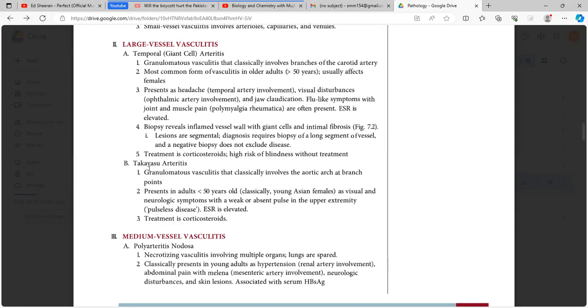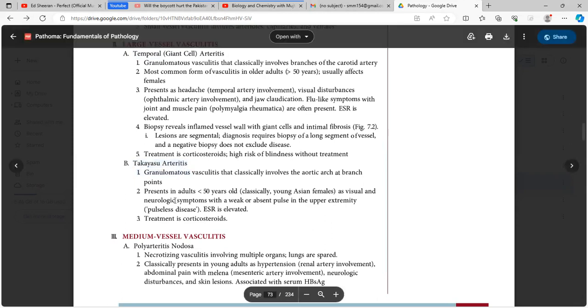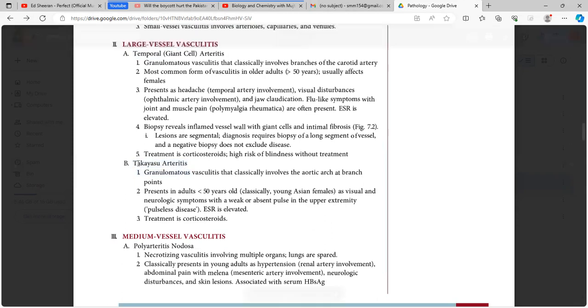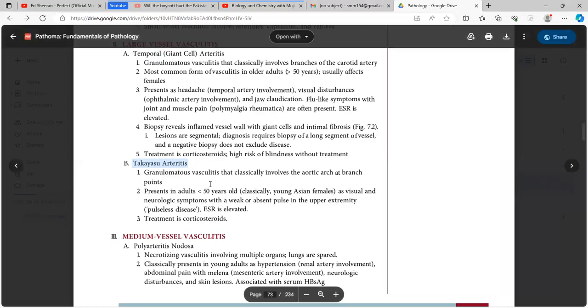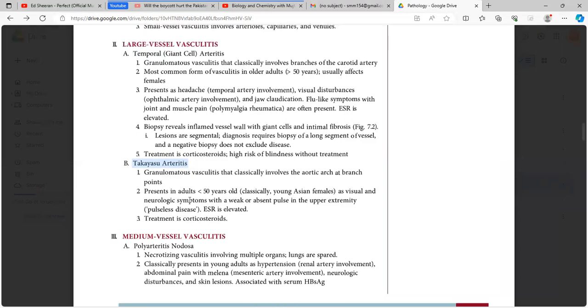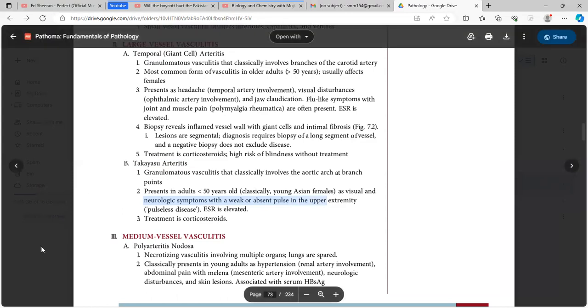Now, the second one is Takayasu arteritis, and the only main difference between the two is that Takayasu arteritis is more common in people who are less than 50 years of age, and the main clinical clue by which you can easily guess it's Takayasu arteritis is that the people will have neurologic symptoms, and they will have pulselessness or a weak pulse in their upper extremity. Like giant cell arteritis, they both have a granulomatous pattern.